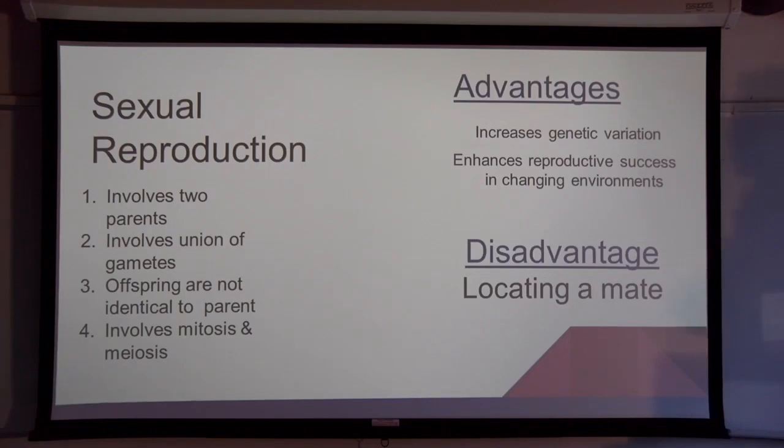We're going to see that there's an enhanced reproductive success in the environment. Due to variation, species that have more variations are more likely to survive and reproduce, which will help them to evolve throughout time. So variation is very important for that. This advantage is located in a mate.